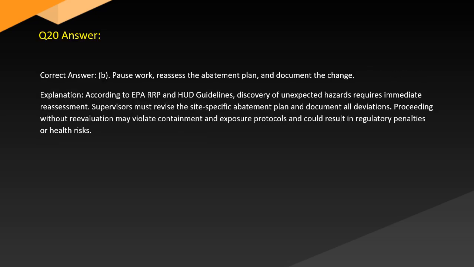Answer. Correct answer: B. Pause work, reassess the abatement plan, and document the change. Explanation. According to ARP and HUD guidelines, discovery of unexpected hazards requires immediate reassessment. Supervisors must revise the site-specific abatement plan and document all deviations. Proceeding without reevaluation may violate containment and exposure protocols and could result in regulatory penalties or health risks.